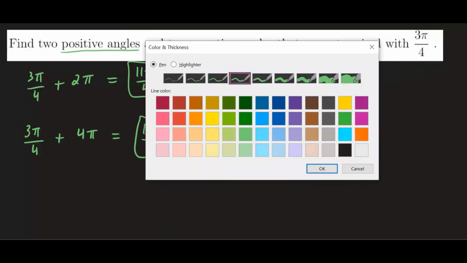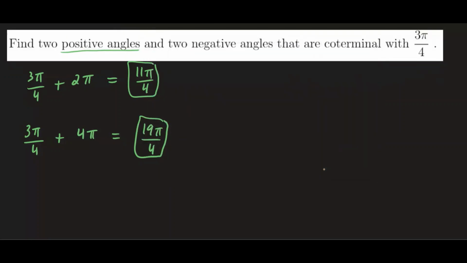Now for the negative, we're going to subtract 2 pi, and then for the second, we do negative 4 pi. So we take 3 pi over 4, take away one cycle of 2 pi, and then for the second coterminal, we do 3 pi over 4 minus 4 pi. And then we combine these by using common denominators.